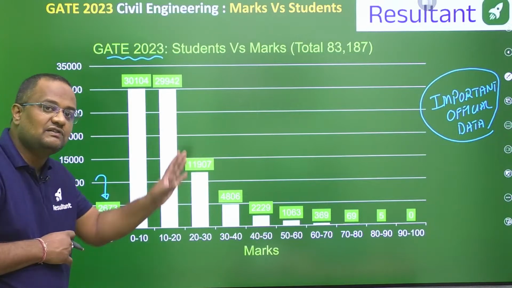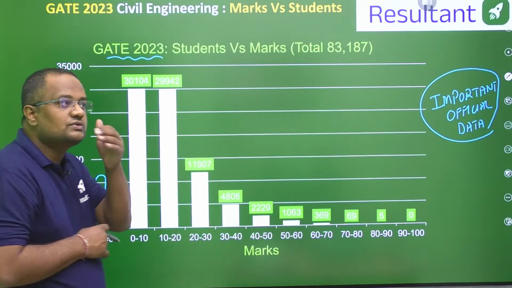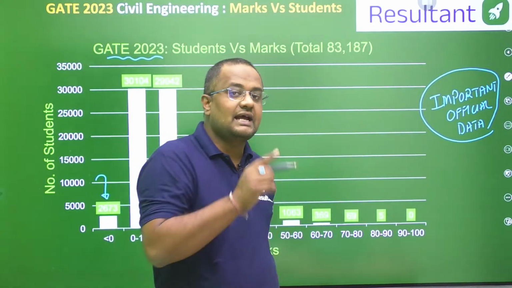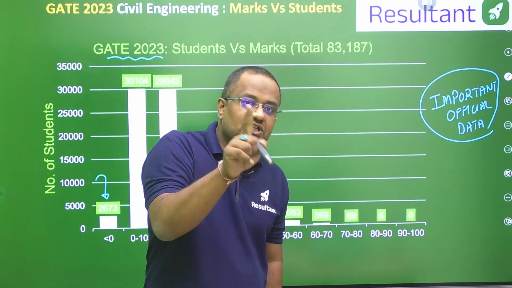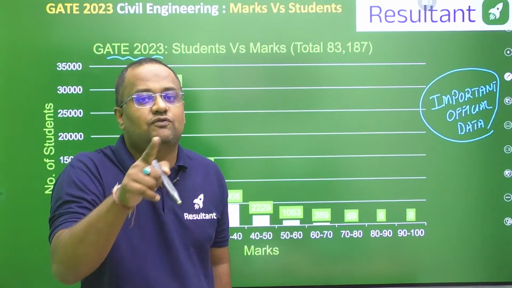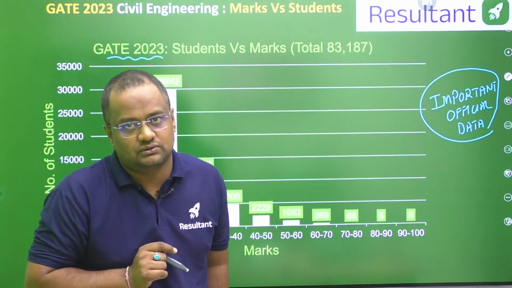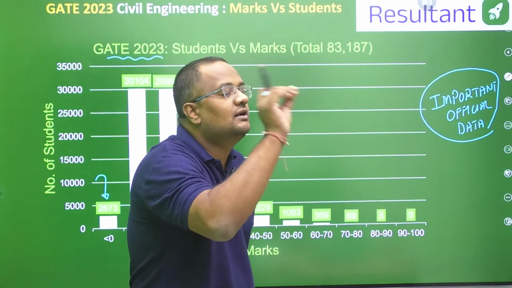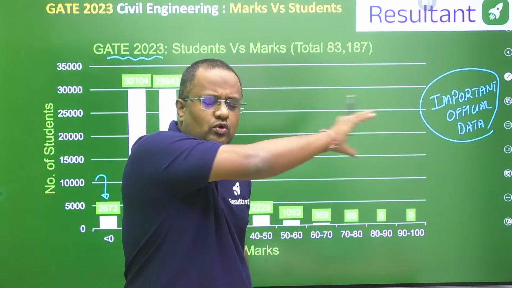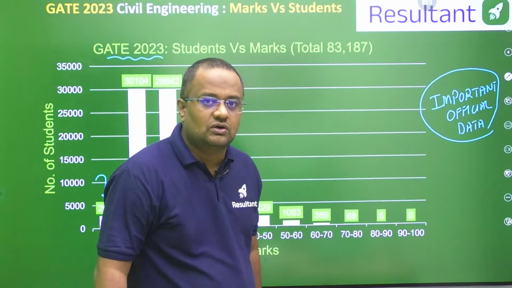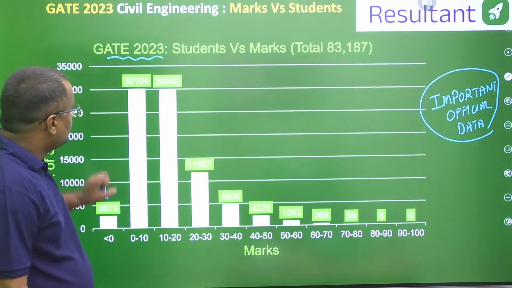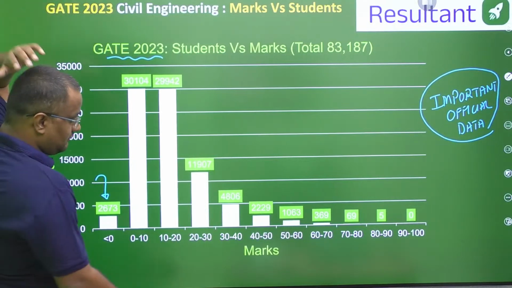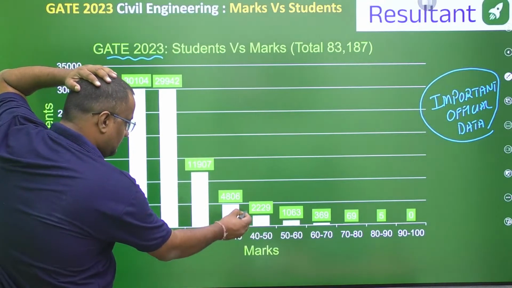Getting negative marks itself is a challenge, guys, because MSQ and NAT have no negative marking. For MCQ only there is negative marking of -1/3 for a 1 mark question and -2/3 for a 2 mark question. So if people are doing it blindfold and putting something randomly, by probability the marks will be 0. Now, guys, out of the 83,000 students, if you see this mark, 40 marks.